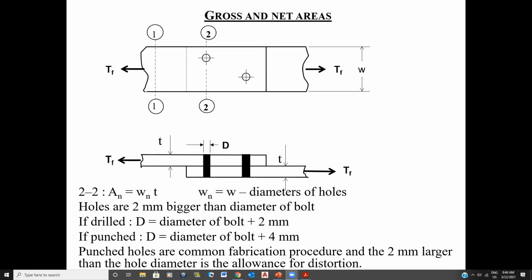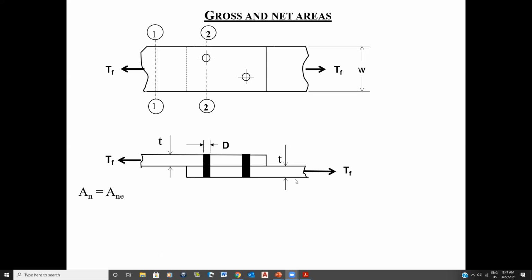So I just want you to keep in mind, we specify the diameter of our bolt. And then as far as the hole itself, if you know it's going to be drilled, or if you specify drill on your drawing, then you can allow only an extra 2 millimeters. If you don't specify anything and you want to be conservative, then in your calculation you should allow an extra 4 millimeters for that hole size. And we're going to be doing this in the example. Okay, so here we go.